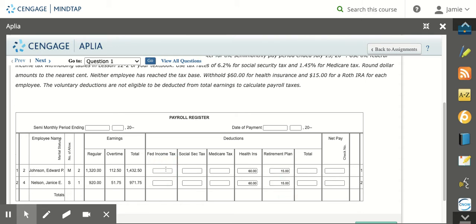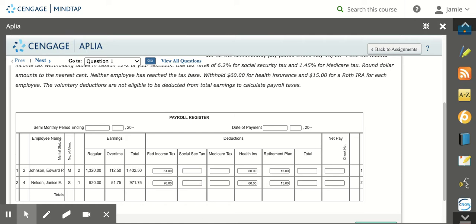So using your tax table as we did in 12-2, you will determine that it was $61 for federal income tax for Edward Johnson based on married and 2 allowances. And for Janice Nelson, single, 1 allowance, the federal income tax deduction is $76.